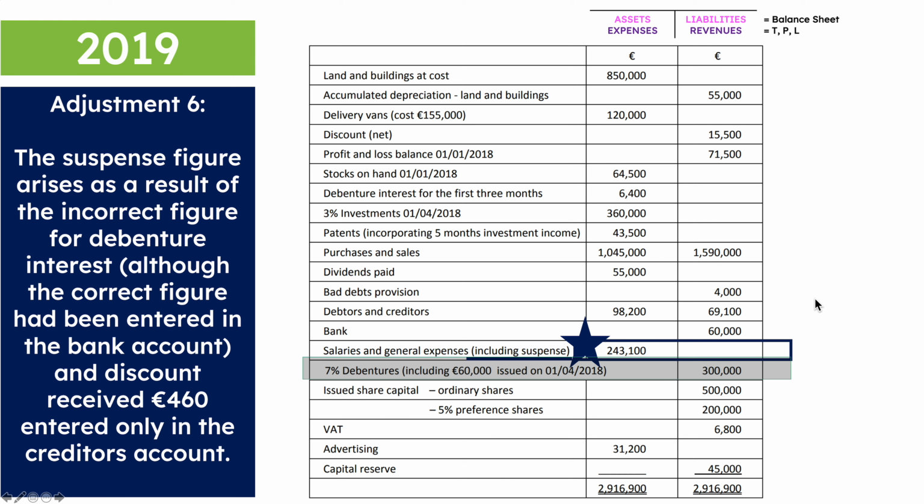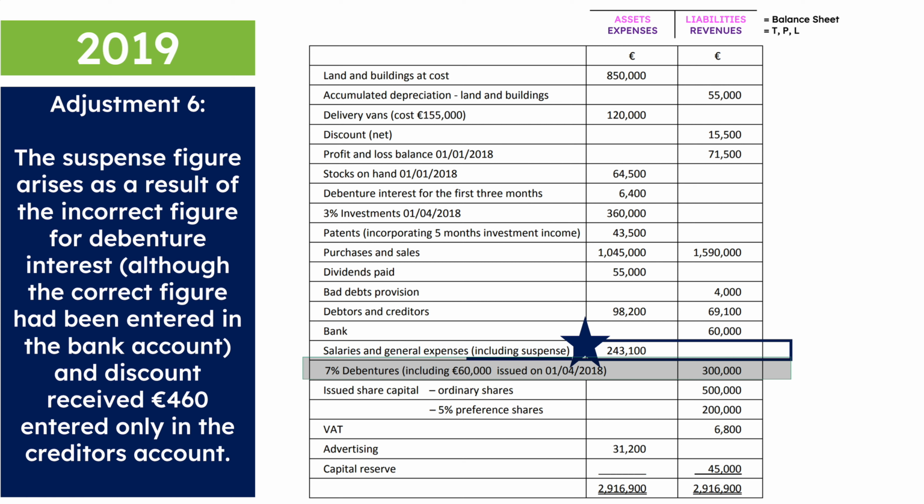All right, 2019 was adjustment 6. So the suspense figure arises as a result of the incorrect figure for debenture interest, although the correct figure had been entered in the bank account, and discount received 460 entered only in the creditor's account. So we look at the debenture interest first. So we had 7% debentures, including 60,000 issued on the 1st of the 4th, and they're now 300,000. So before the 1st of the 4th, they were 300 minus 60, which is 240,000.